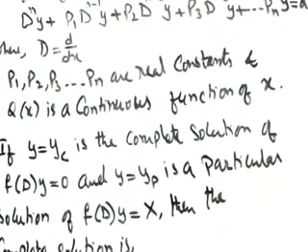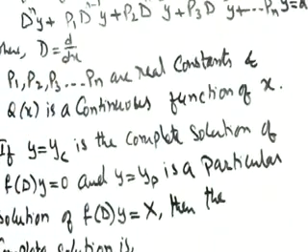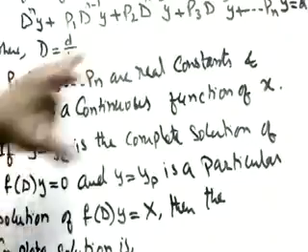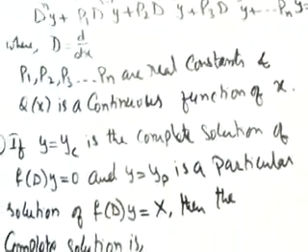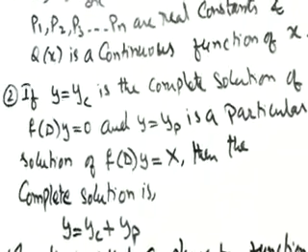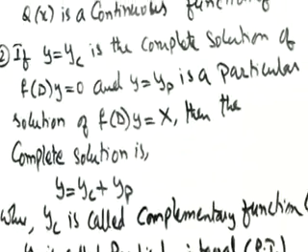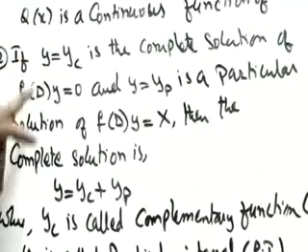D is the symbol notation for d by dx, and p1, p2, p3 and so on up to pn are real constants, and q of x, that is on the right side, is a continuous function of x. Now see here, there are some things, watch carefully.